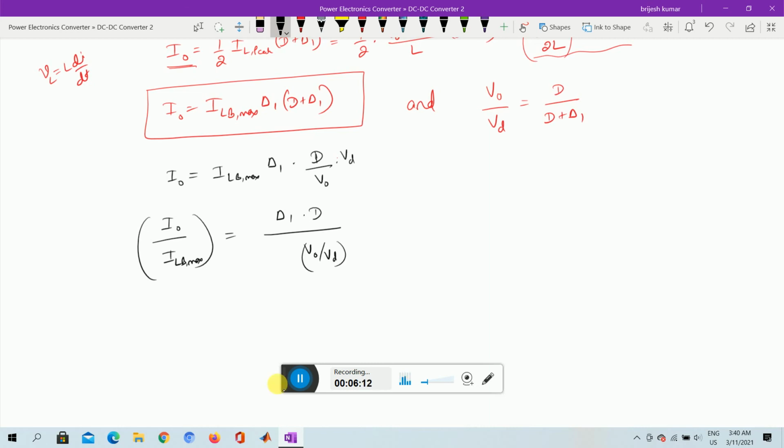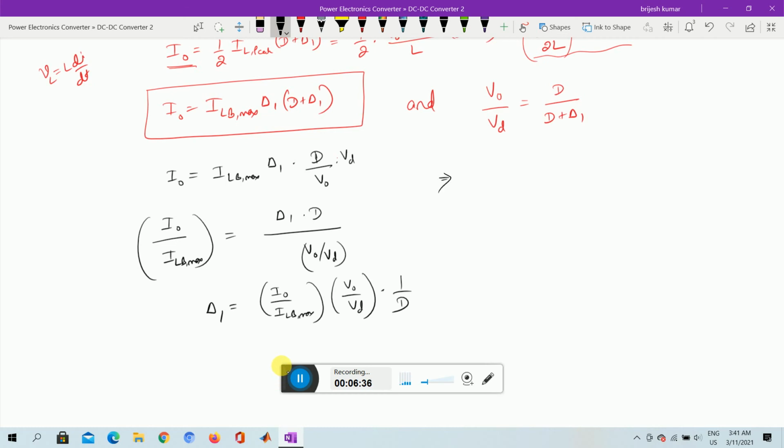So here also we can get the value of d. So we can get the value of del 1 also. Del 1 is equal to this multiply of I0 by ILB max into V0 by Vd whole into 1 by d. This is the value of del 1. So we just need to put the value of del 1 here.